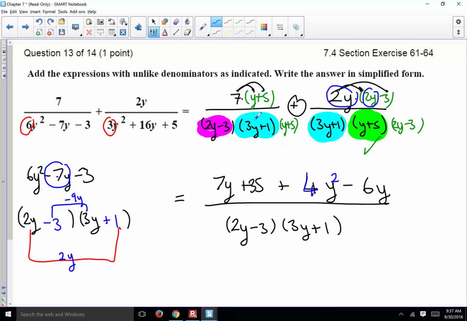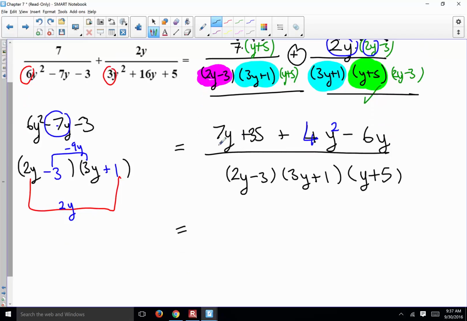Right, there are 3 terms now on the denominators. Matching denominators have 3 terms. I have only 2. Which one did I miss? Y plus 5. Y plus 5, 3y plus 1, and 2y minus 3. Wow. What is next? Shall we factor this now?